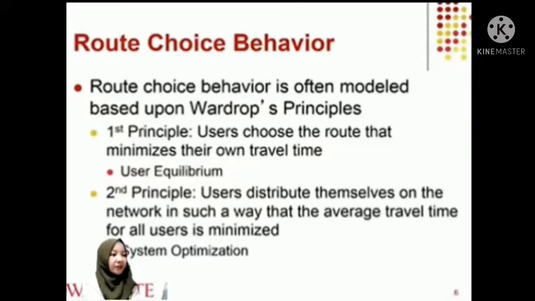So, if may dalawang road, let's say, wide road and small street, mas pipiliin ni user na dumaan sa small street kahit gaano ito kalayo para lang maiwasan ang pag-cause ng congestion doon sa wide road. So, ganun lang po ka-simple ang second principle of Wardrop's.